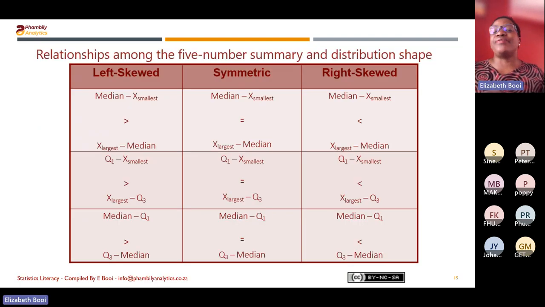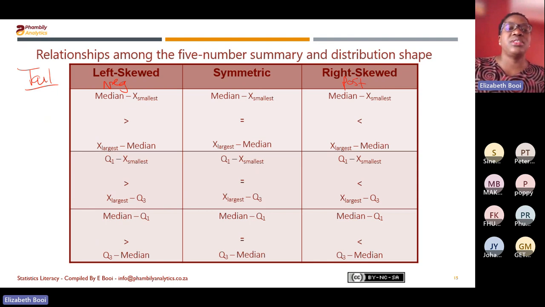So in order for you to test whether your data is left skewed, symmetrical, or right skewed, remember, left means negatively skewed, right means positively skewed. In other words, the tail is to the left. The tail is to the left. The tail is to the right if it's positively skewed.